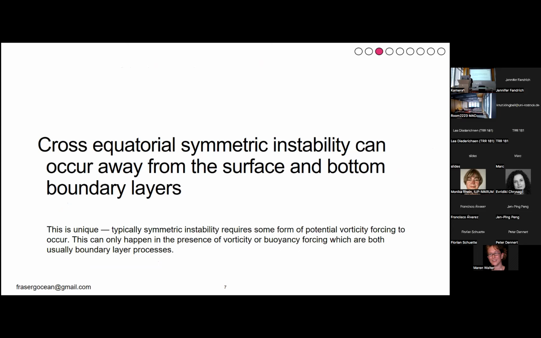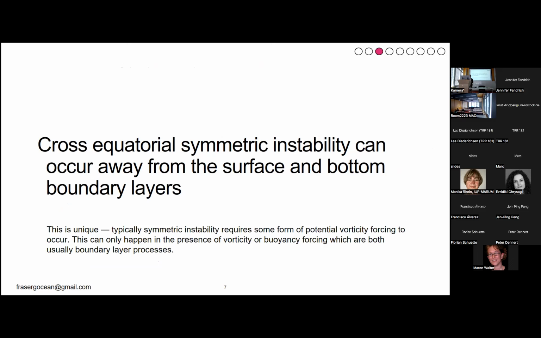And so symmetric instability, I've said, occurs in these cross-equatorial flows because of the change in sign of planetary vorticity and conservation of potential vorticity. Those are the two key ingredients we need to see symmetric instability in these cross-equatorial flows. What this means is that symmetric instability can occur away from the surface and the bottom boundary layers.